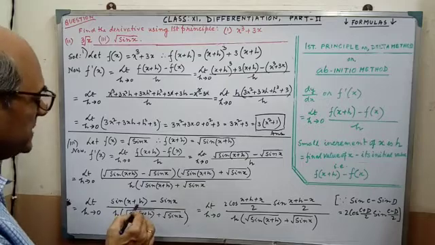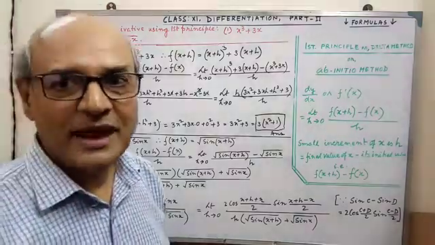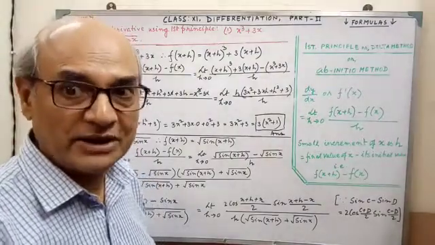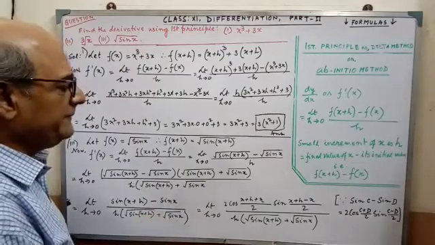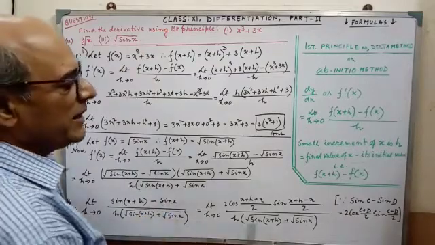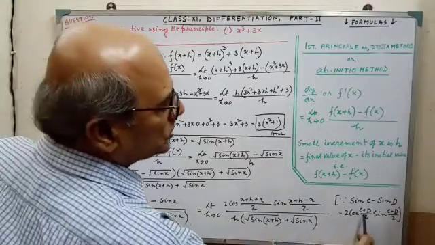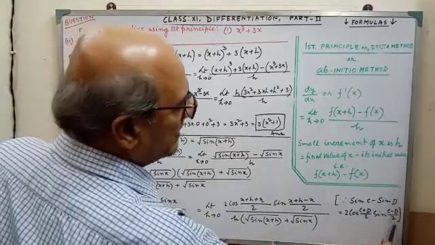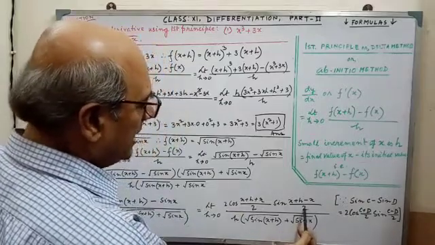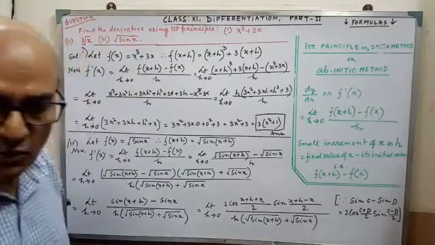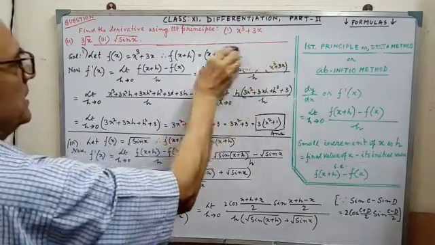Then this we are getting in the frame of the formula that in trigonometry you have learned, that is sin C minus sin D, that is 2 cos (C plus D) by 2 into sin (C minus D) by 2. Just I have written the formula and divided by this. Then we have to simplify. See the step.